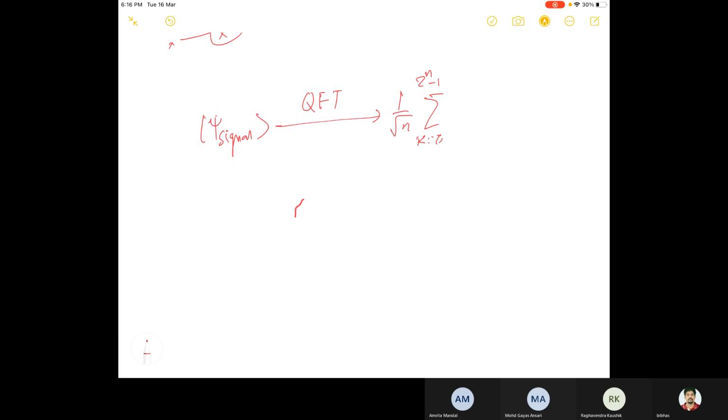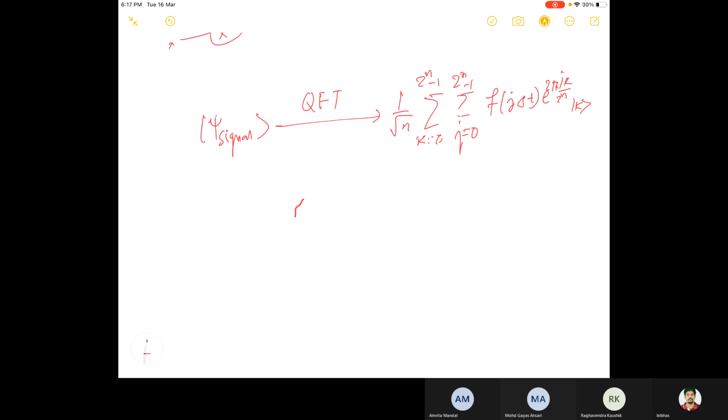Otherwise it is just a mathematical definition, which is k equal to 0 to 2 to the power n minus 1, the sum over j equal to 0 to 2 to the power n minus 1 of f of j delta t, e to the power 2 pi i jk by 2 to the power n, assuming that this is all normalized. So this is the QFT. And then the question will be, how do you implement this?